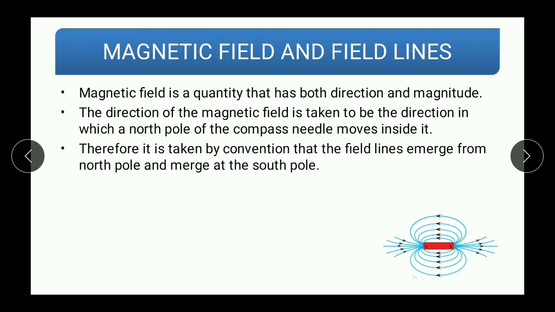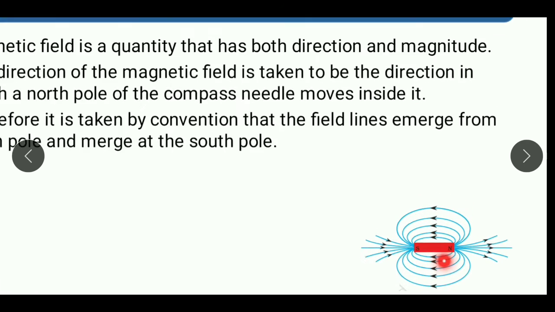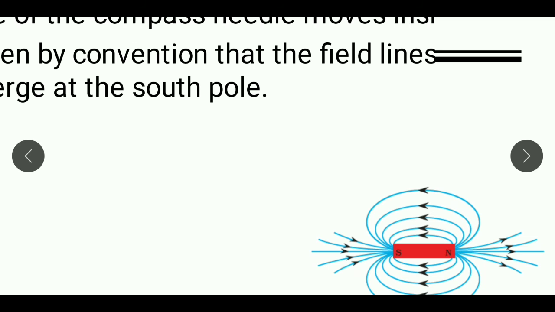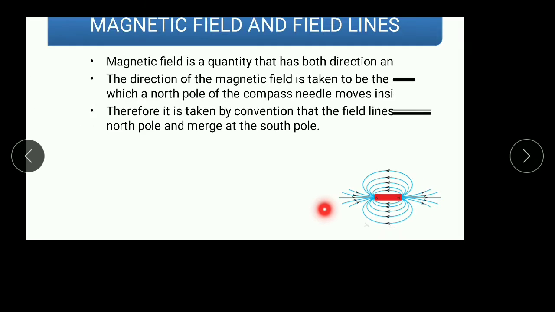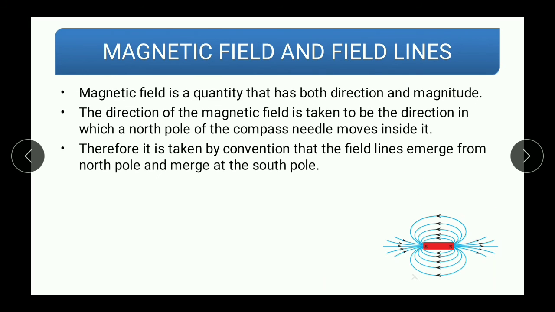So here, if you have a closer look, you will observe that magnetic field lines emerge from the north pole and the arrow indicates its direction towards the south pole. So this is how magnetic field lines work. They emerge from the north pole and merge at the south pole, but this is as per sign conventions. In real life you won't see any arrow.